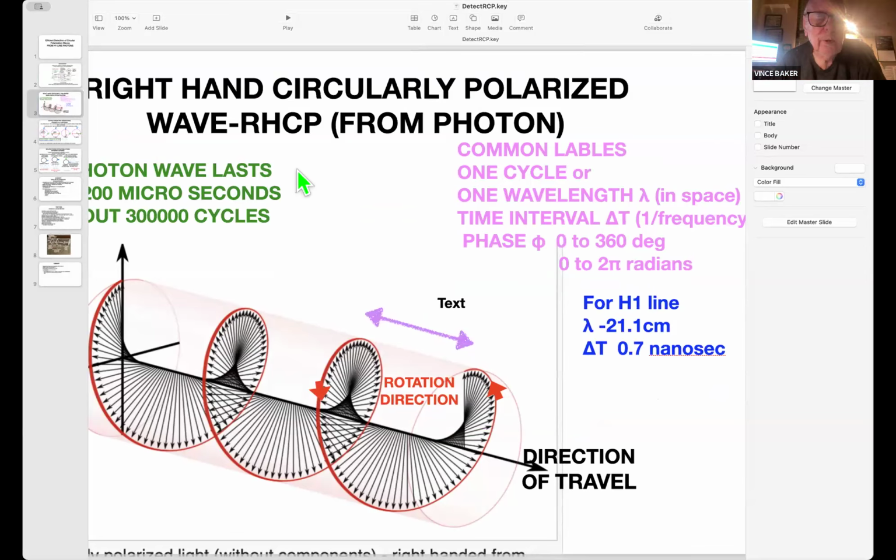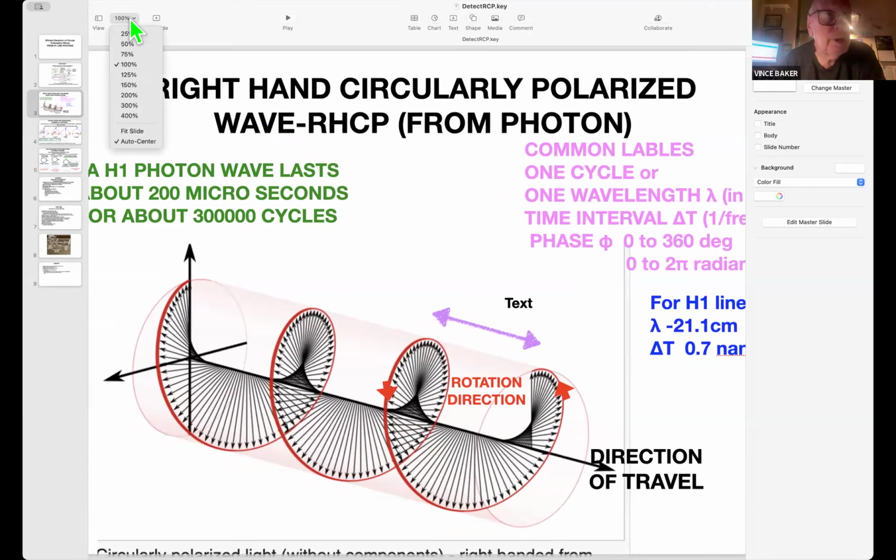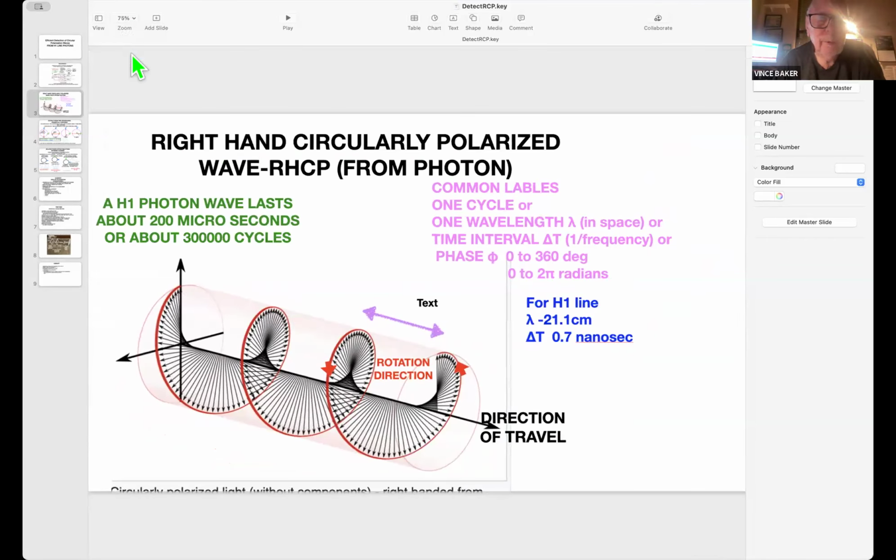the right-hand circularly polarized wave, which is right-hand circular polarized from a photon, and H1 is coming from a photon. Let's see, I think I need to change the screen size here. Is that a little better? Yes. So anyway, if you look at an H1 line photon, it lasts about 200 microseconds. If you count it out, it's roughly 300,000 cycles of an H1. So you get plenty of signal coming in there.